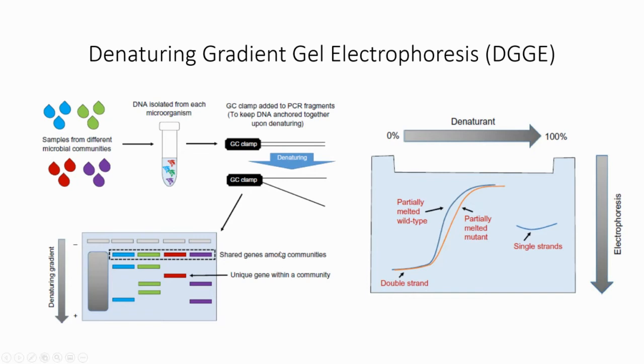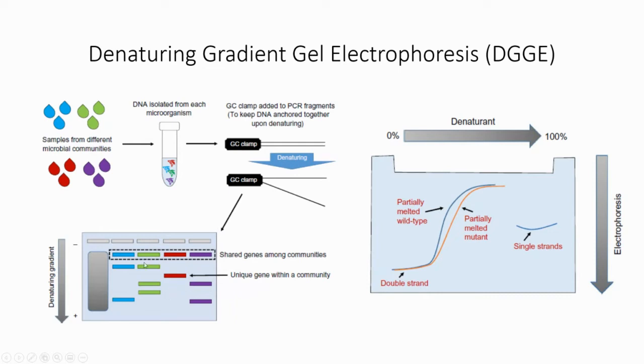Even if you have DNA with the same length but with different DNA composition, then you can separate it. So, for example, you have samples from different microbial communities, and then you isolate DNA and perform the DGGE gel, so that you can distinguish whether they are the same or different.